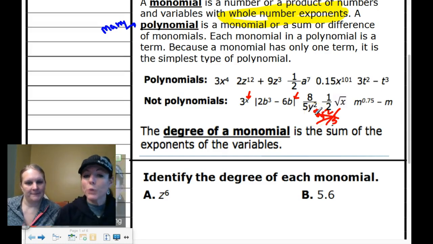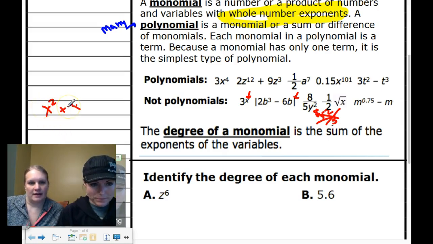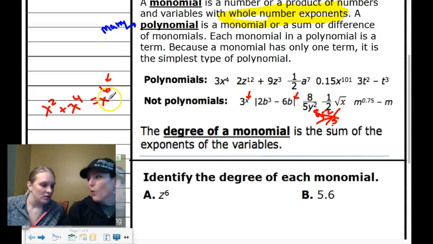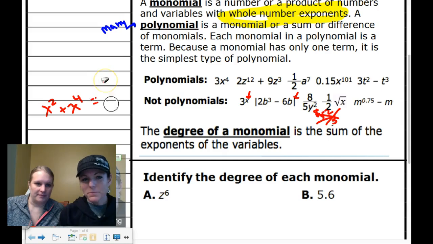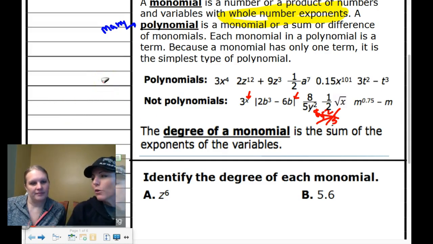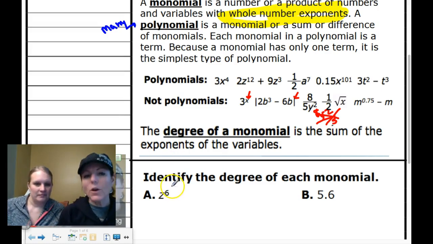Now, the degree of a monomial is the sum of the exponents of the variables. Okay, so say we had like x squared plus x to the 4th. That would be x to the 6th. So this would be it? No, no. You're jumping a little ahead. Can you erase that for a minute? Because we're going to talk about the degree of a polynomial in a minute. We're talking about the degree of a monomial. So just write what I want you to write right now, x up there.